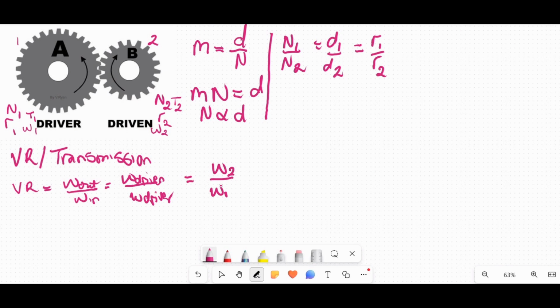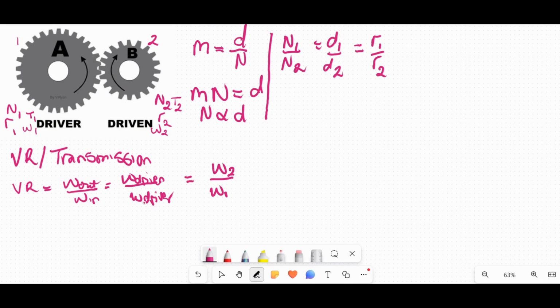This is what you need to know. You need to know the definition of the velocity ratio. It is the output over the input. The output is the one that is driven. That's where we get our output. And the input is where we put our input torque, the driver. So that is the definition of the velocity ratio. It's the ratio of the output speed over the input speed.